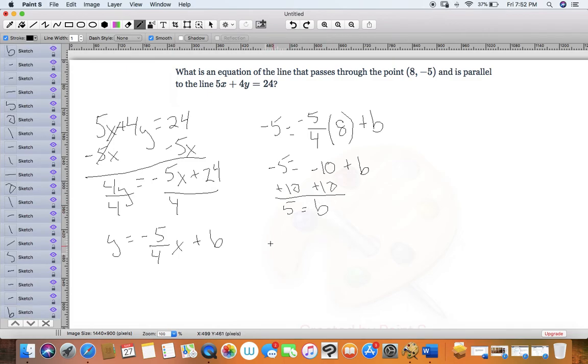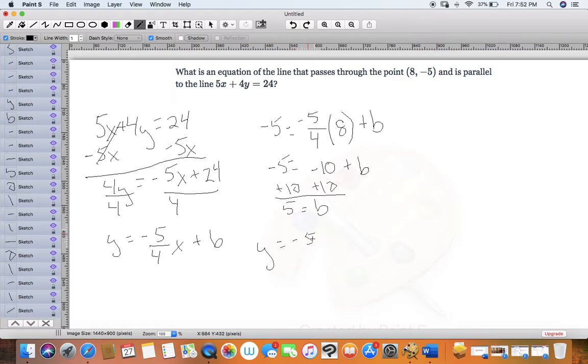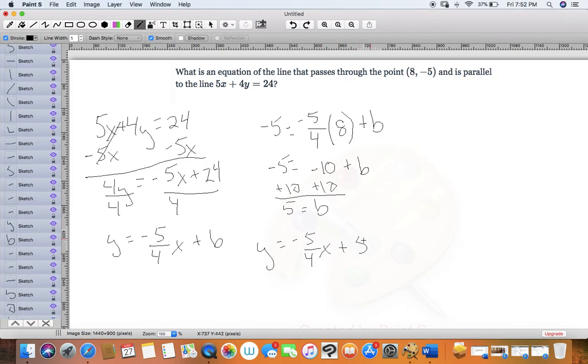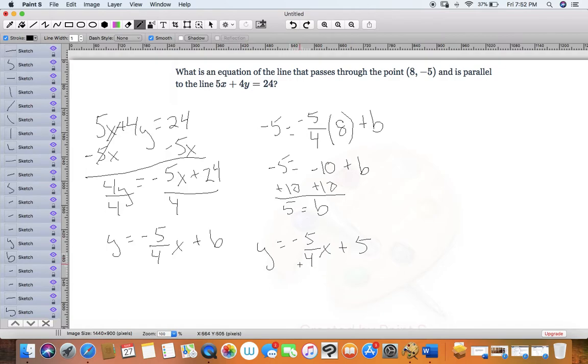So now we can write our final answer, which is the equation y equals negative 5 over 4x plus 5. So again, the negative 5 over 4 comes from us rewriting this equation, and the slope is the thing in front of x. If the lines are parallel, the slopes are the same. And then the 5 came from plugging in those two values that we were given and solving for a new b.